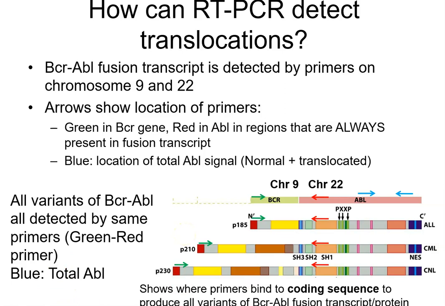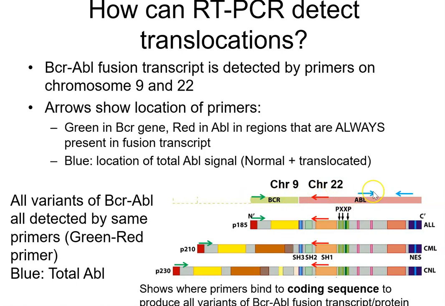So what we can do is effectively amplify across the breakpoint by having one primer in one of the exons of the BCR gene and another primer in one of the exons of the ABL gene, and effectively amplify from here to here, but on the mRNA. So we're doing RT-PCR, and that gives us a PCR product which we can detect.